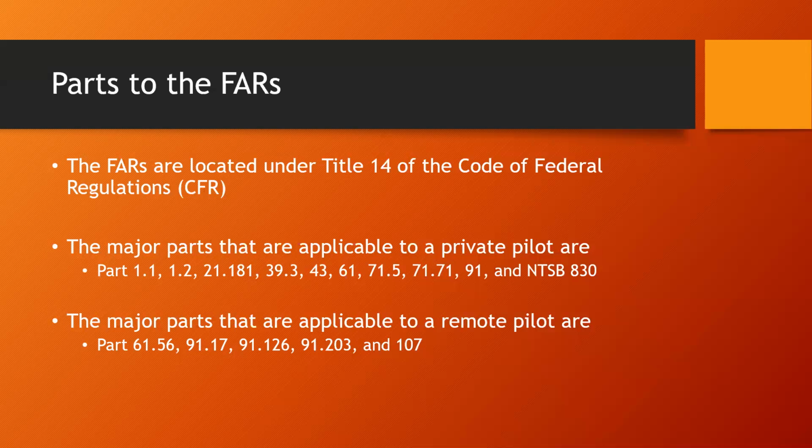There are a few parts, not all the parts are applicable to what private pilots need to know. A lot of them, there's airport regulations, there's regulations for gliders, balloons, everything's in there. So the parts that you want to focus on are going to be Part 1, Part 21, Part 39, 43, 61, 71, and 91. There's also parts at the back, which are not on the ECFR website, but in the FAR book, which are called NTSB regulations. So we'll talk about what all those are and what they mean.